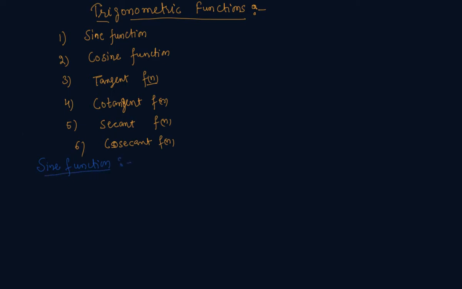Okay students, as you might have studied in your previous classes, in a right angle triangle, if the angle is theta, and this is perpendicular, this is base and this is hypotenuse, then sine theta is perpendicular by hypotenuse. Similarly cos theta is base by hypotenuse, and tan theta is perpendicular by base. This is sine theta by cos theta. I hope students you might have studied this in your earlier classes.